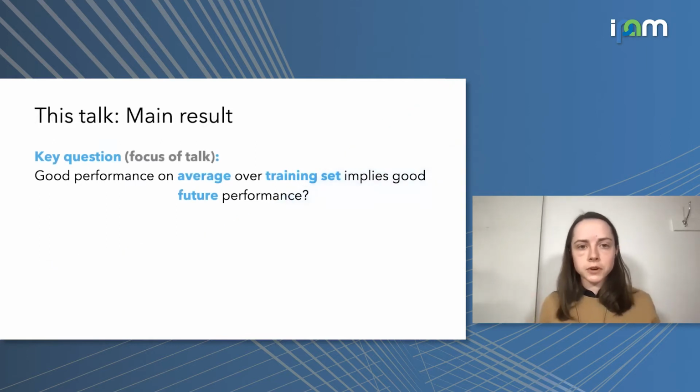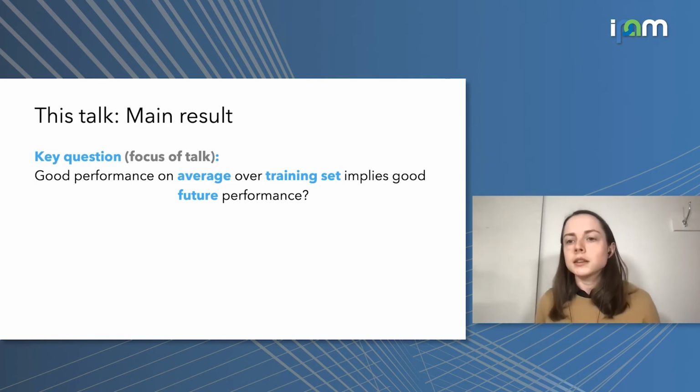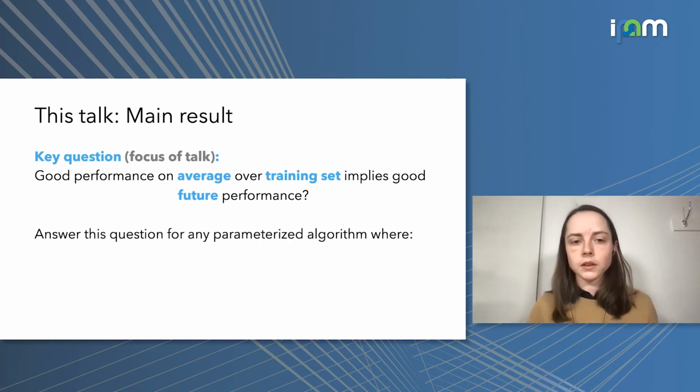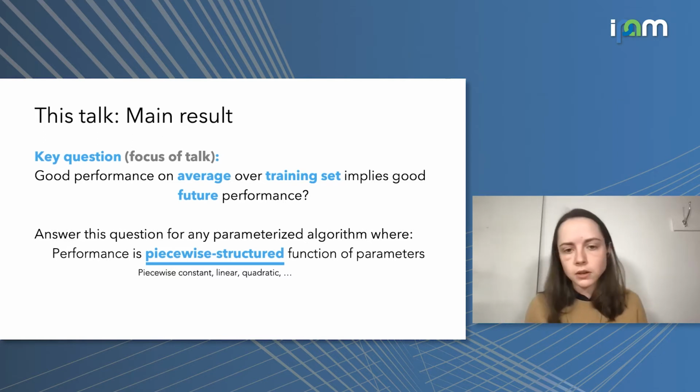So to give an overview of this talk's main results, let's remember that key question I mentioned. We want to know, if we find a configuration of our algorithm with good average performance over our training set, does this imply it will also have good future performance? So we answer this question for any parameterized algorithm, where at a high level, its performance is a piecewise structured function of its parameters. And by piecewise structured, I mean, for example, it's piecewise constant, piecewise linear, piecewise quadratic, and so on.